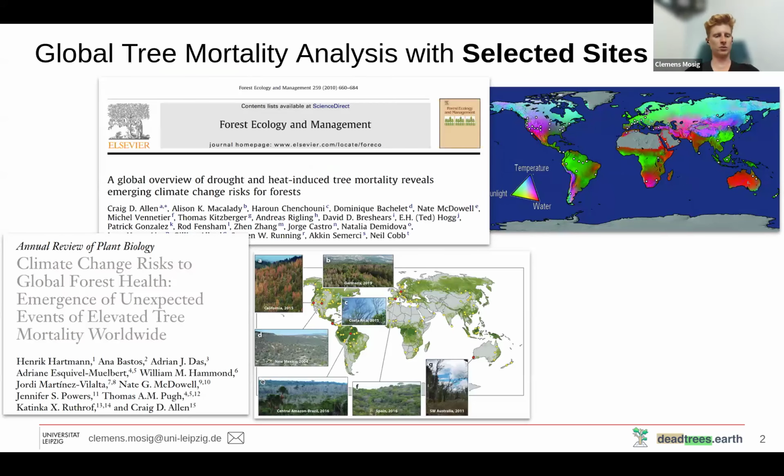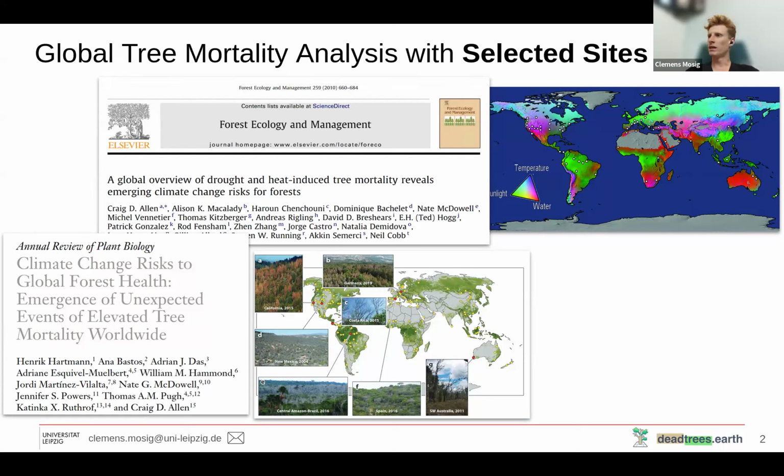Okay, now they go. So this whole project started when we were trying to, like everyone, get a better understanding why trees die where. And when you look at existing global studies of trying to understand the drivers of tree mortality at a global scale, you'll see mostly these two studies and also a couple of others.